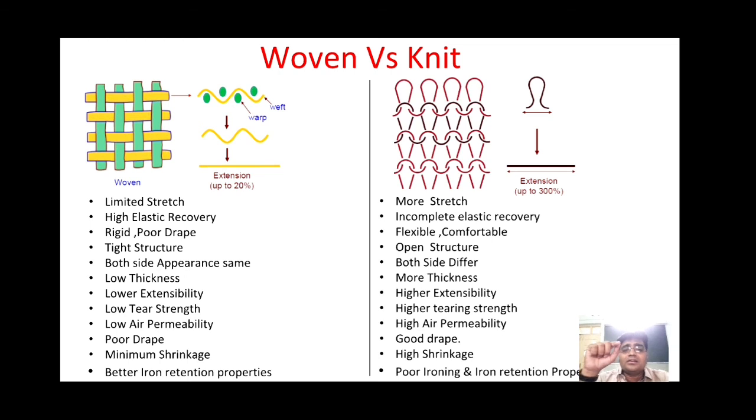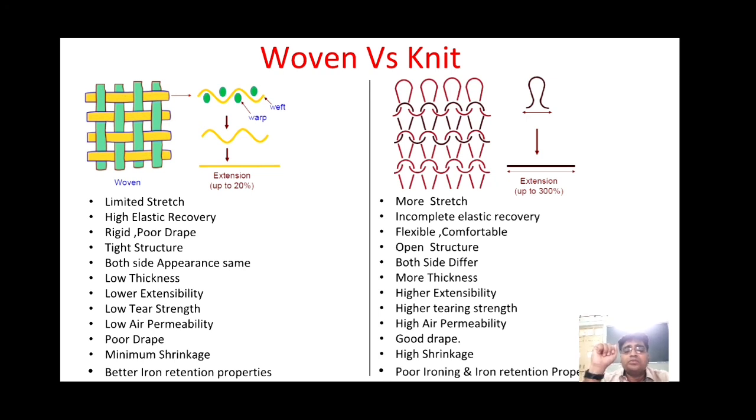So because of that the permeability of air is very low for the woven fabric, whereas for the knitted fabric, since the structure is very open, air can pass from one side to the other very easily, and because of that the air permeability of the knitted fabric is very high in nature. Now coming to poor drape and good drape, another differentiator.